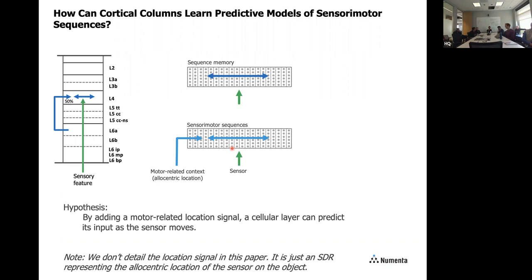The big insight was a motor command could work, but it has a combinatorial explosion problem. The big insight was that it's a location command. It's a pose. It's where the sensor is relative to the object that is the key item. Initially, no one thought that you could have a representation of where the sensor is relative to the object in the object reference frame. That seems really bizarre, but that's what this paper speculates it is.